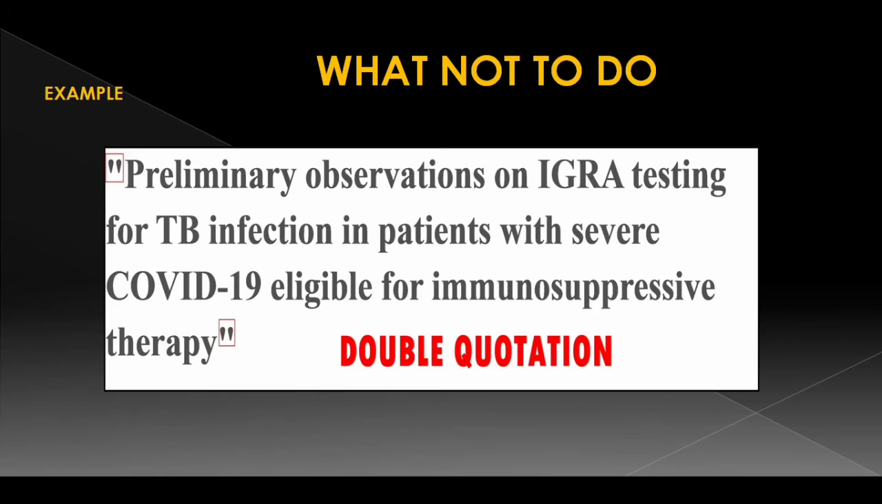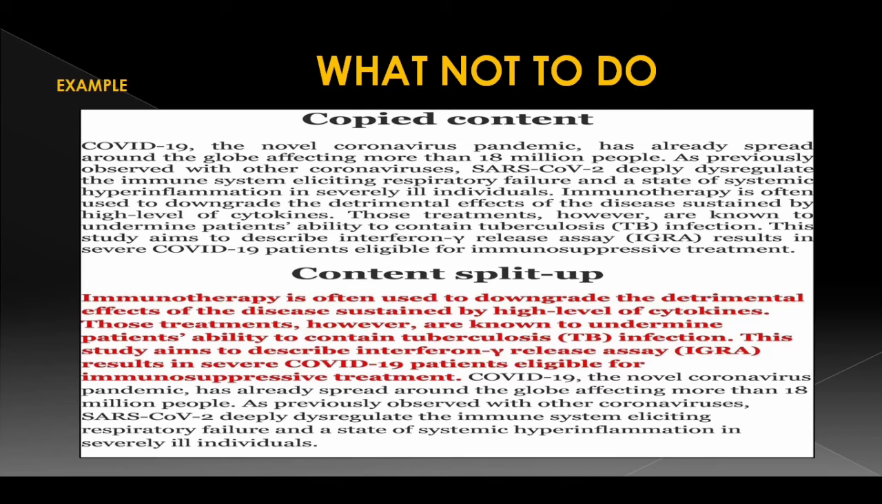Second method, they use double quotation marks in one particular sentence. And the third one, split up of the content. This is the copied content. They split the content. By that, they think they have reduced the plagiarism.